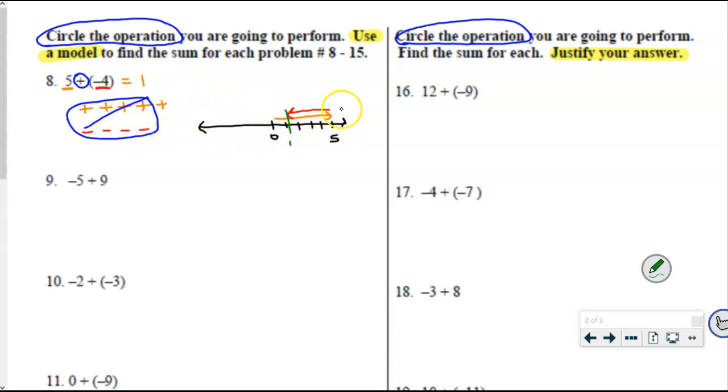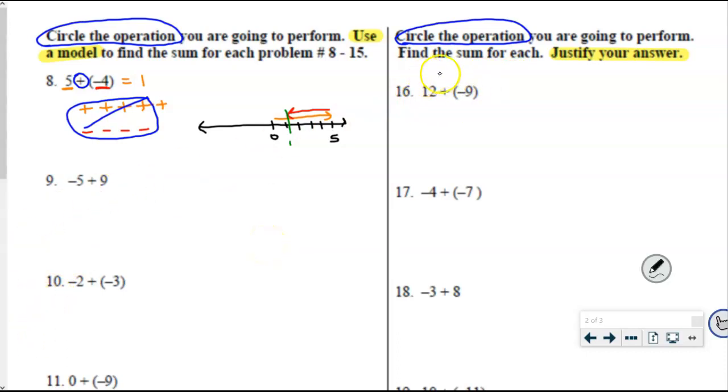So that's how I would do it using whichever model I prefer. But let's look at number 16, because we don't have to use a model anymore. Should we still maybe? Yeah. Do we have to? No. The answer to this, you know what? I'm going to pause the recording. I want you guys to see if you can figure it out on your own.